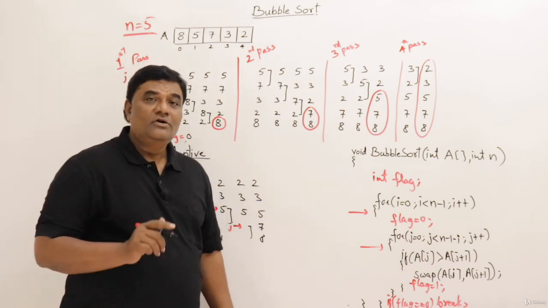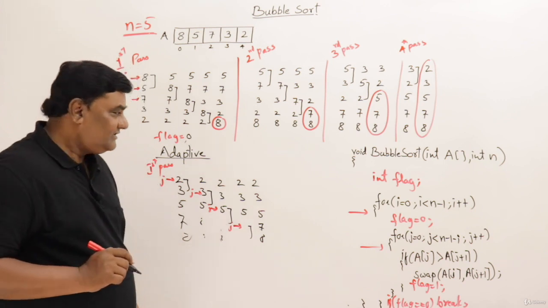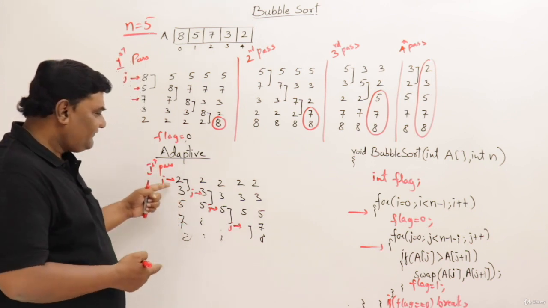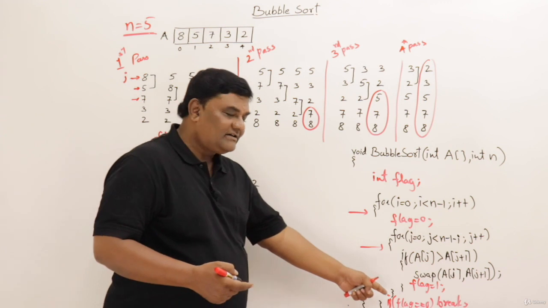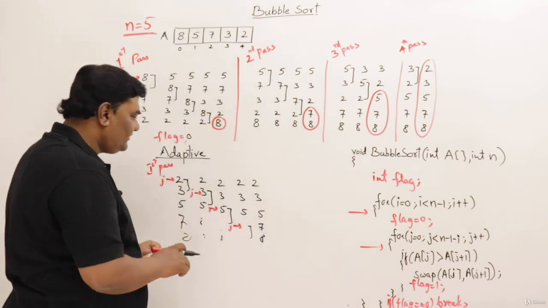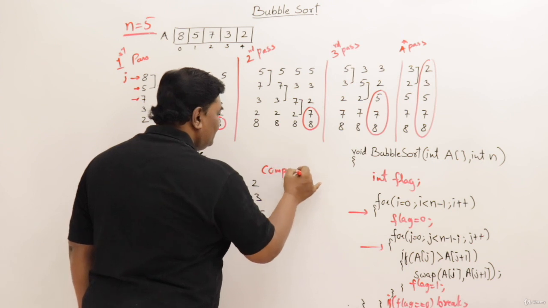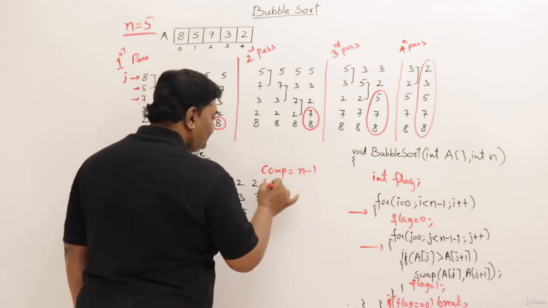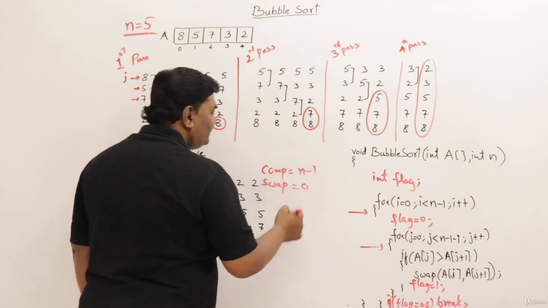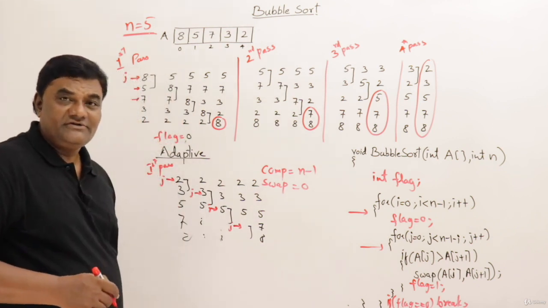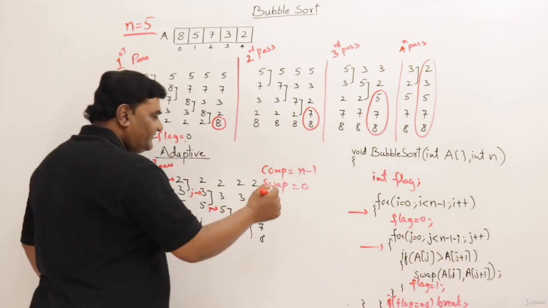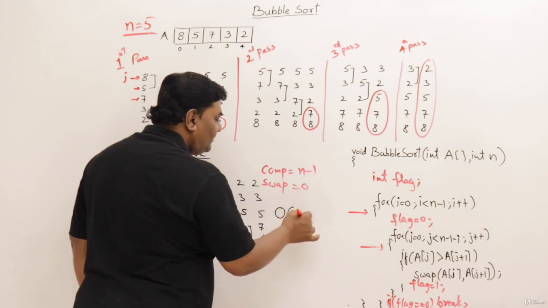Now analysis. What is the time taken if the list is already sorted? It is performing just one pass and it will break. So in one pass, how many comparisons and how many swaps? Number of comparisons are n-1. Swaps 0. So it's not performing any swap. 0 swaps. So n-1 comparisons means the time is how much? Order of n.